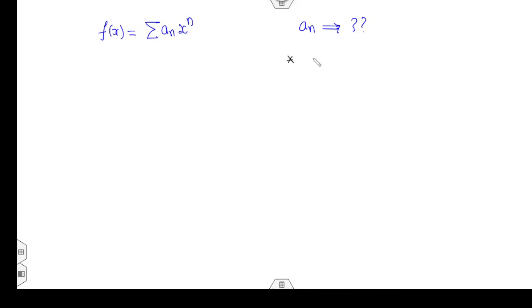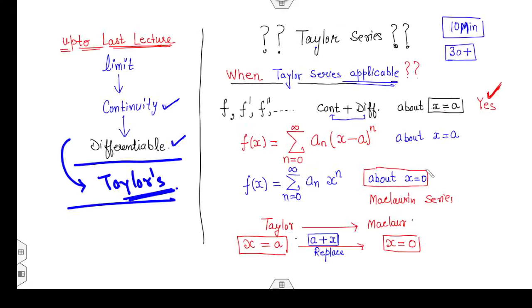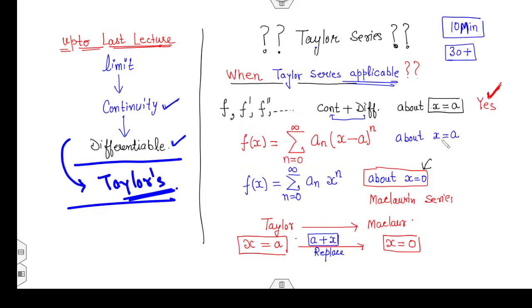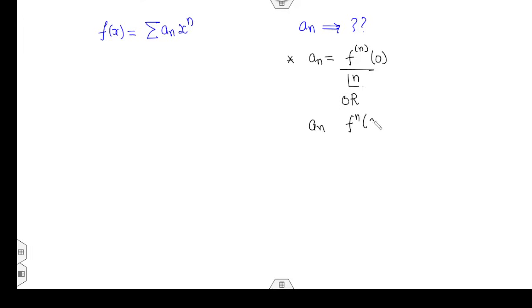How can you find the a_n? I will tell you only one trick. a_n will be the nth derivative divided by n factorial. And if you are talking about x is equal to 0, then you find the nth derivative about the point 0. Or if you are talking about x is equal to a, then you find the nth derivative about the point a.